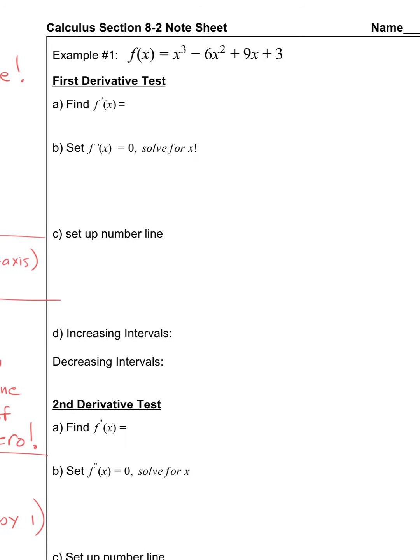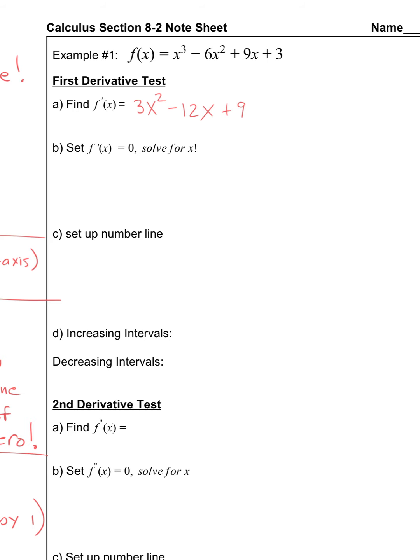So the first derivative test, the first thing we have to do is we have to take the derivative. So we are going to take the derivative of this function, and that is power rule. So you got to get your power rule hat on for derivatives. So the derivative of x cubed is 3x squared. The derivative of negative 6x squared is negative 12x. The derivative of 9x is 9. And then the derivative of 3 is 0.